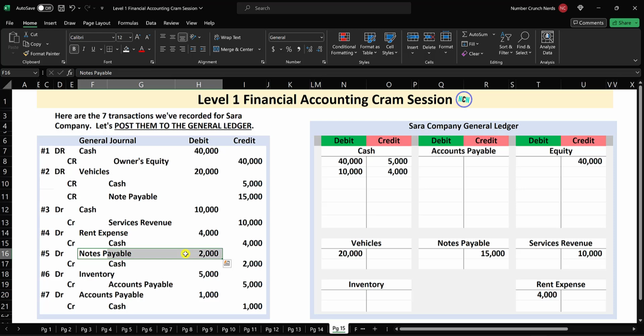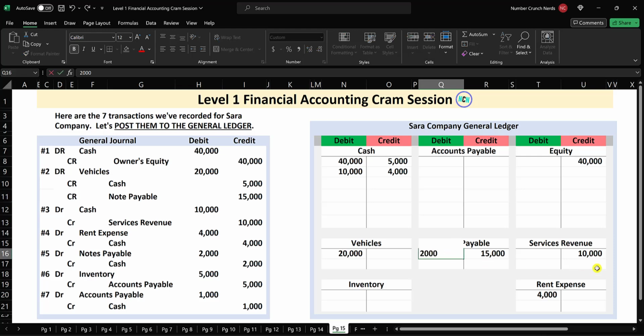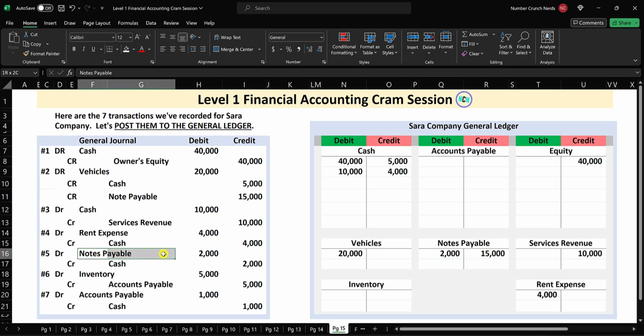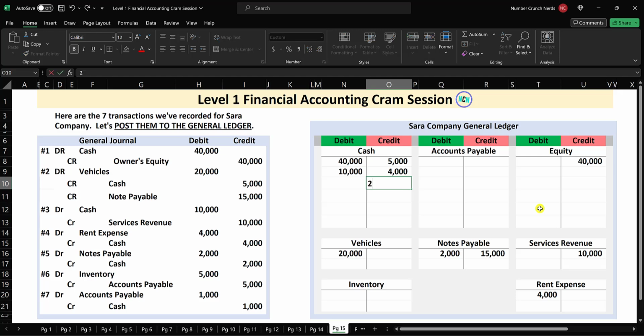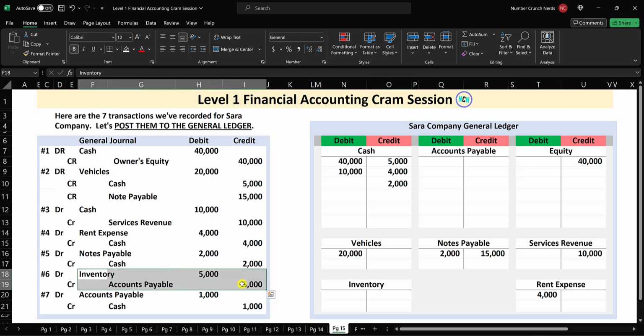Next entry, notes payable. This is a debit to notes payable. Notes payable is a liability. Liabilities decrease with a debit. I'm going to put 2,000 in on the debit side. This is when she started to pay off the note on the automobile that she had taken out previously. She paid with cash. Cash is an asset. Assets decrease with a credit, so I'm going to put 2,000 in on the credit side.